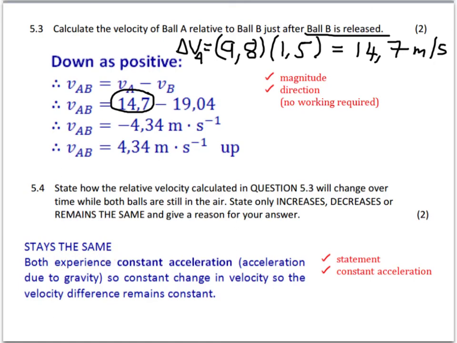That means that the relative velocity between object A and B remains 4.3 meters per second up throughout the motions of A and B, up until one of them hits the ground, and in this particular problem, they both hit the ground at the same time.